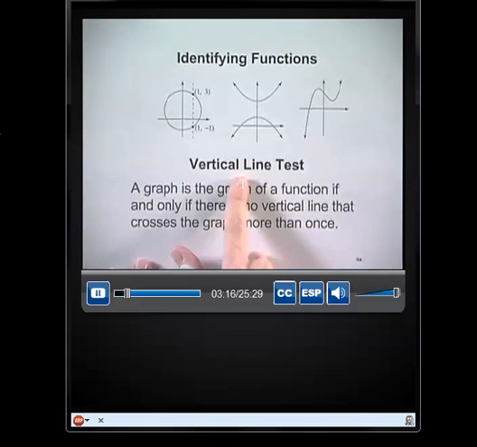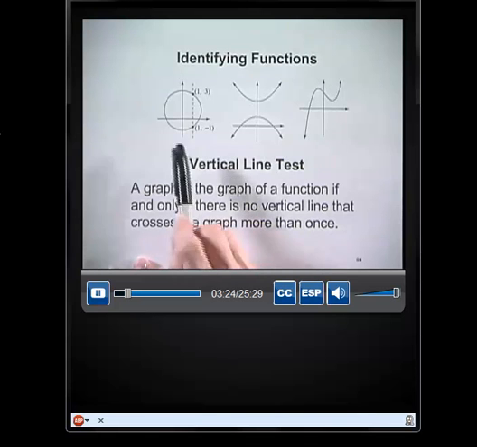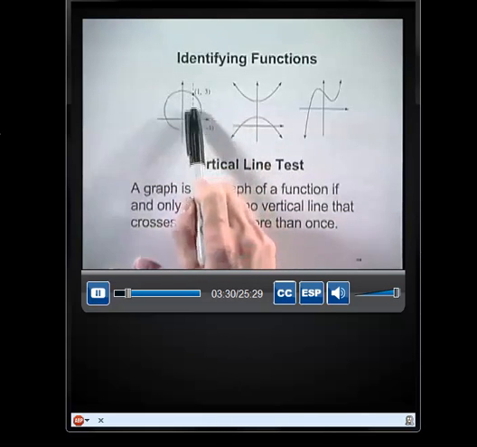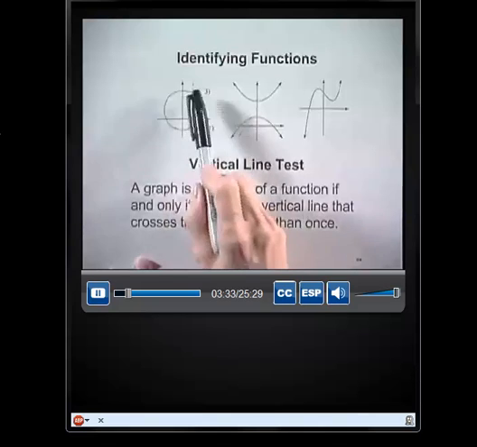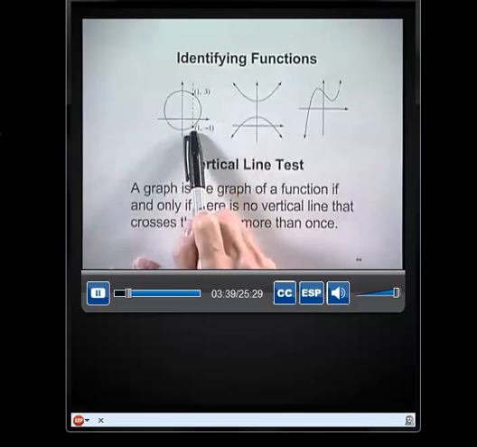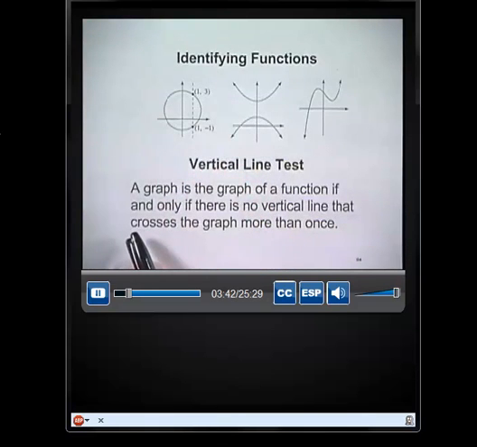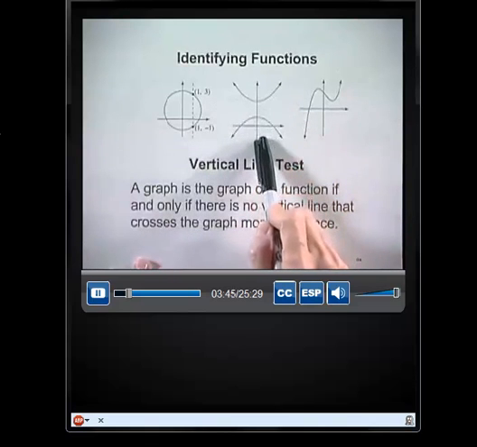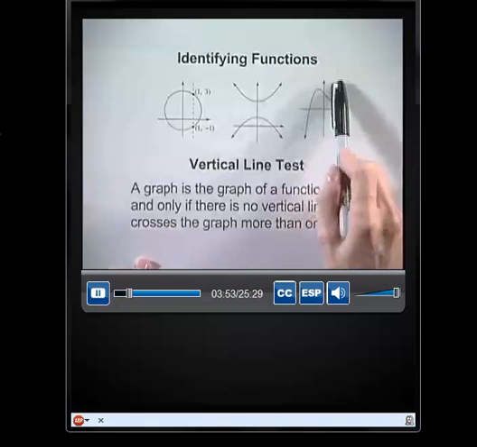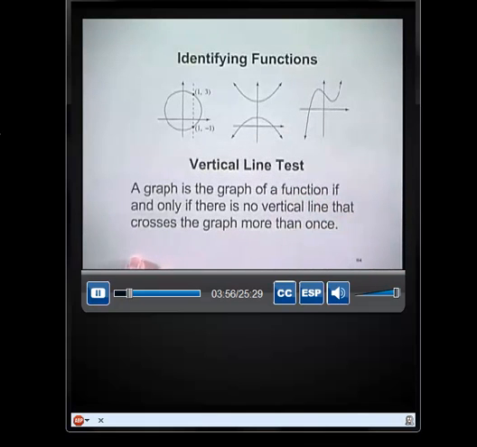What we use is something called the vertical line test. A graph is the graph of a function if and only if there is no vertical line that crosses the graph more than once. And so this particular graph here at the left is not a function because this vertical line that's drawn, and many vertical lines, will touch the graph more than once. And notice that that means somewhere there are ordered pairs with the same first coordinate but different second coordinates. For that reason, this second graph is also not a function. Notice a vertical line might touch it more than once. But the third graph is a function because any vertical line will only touch that graph once.